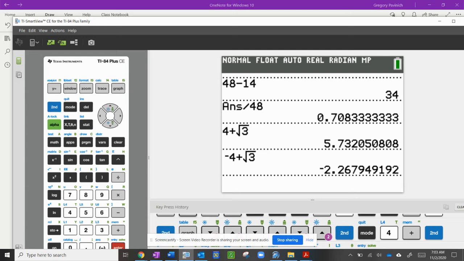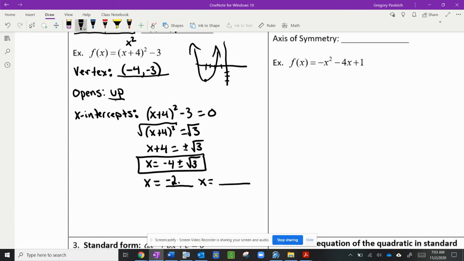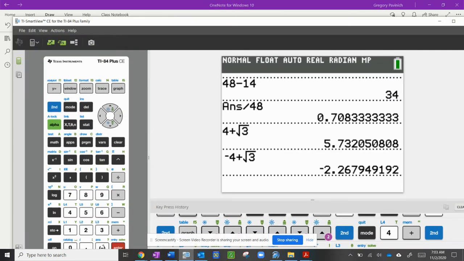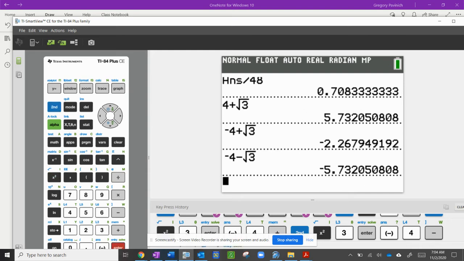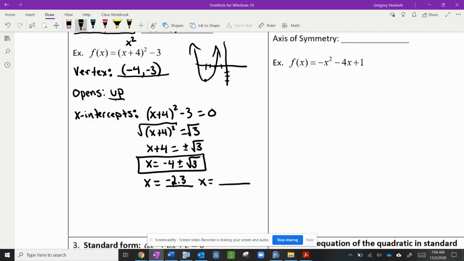And I get -2.3. And then I'm going to go back and do -4 minus the square root of 3. And I get -5.7. No reason to take your decimal out any further than that. I'm using these numbers as approximation to graph. I can't graph really any better than a tenth, and a tenth is pretty hard to do.